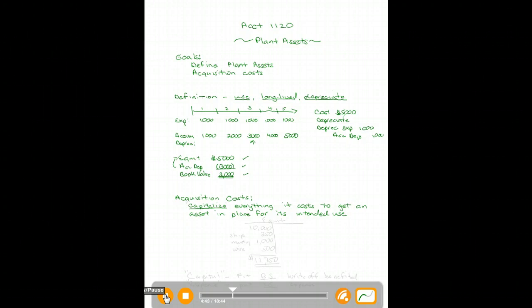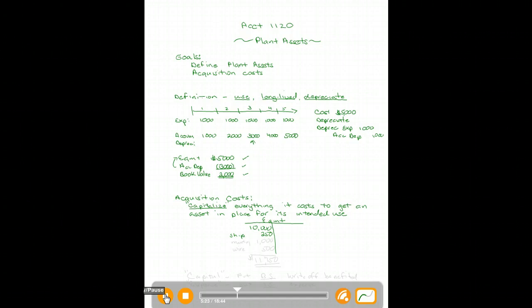Anyway, acquisition costs require that you capitalize everything it costs to get an asset in place for its intended use. The word capitalize means that you go to the balance sheet account. So let's say we're buying a piece of equipment and the piece of equipment costs $10,000. So we would capitalize the cost of the equipment by putting it in the equipment account. If we had it shipped to us, and shipping costs $250, we can't have the equipment if we don't have it shipped to us. So we'd also capitalize that and put it in the equipment account.